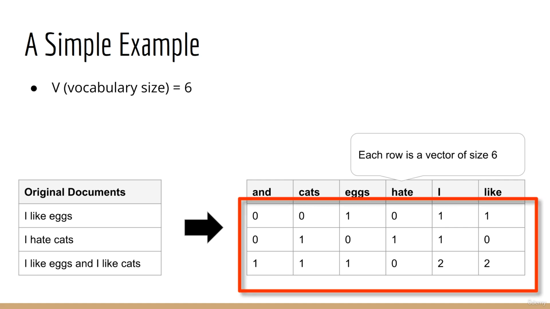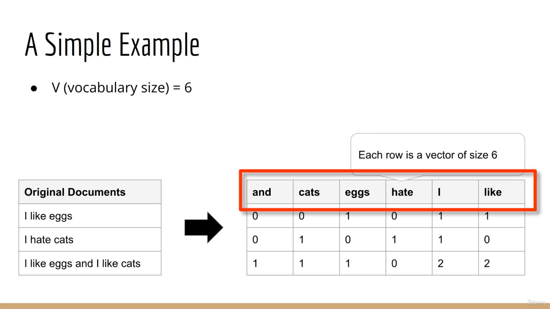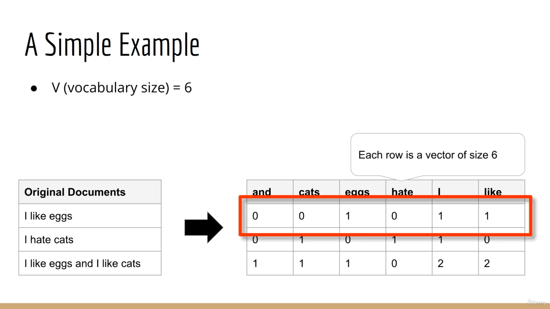Now because our vocabulary size is 6, we're going to end up with 3 vectors, each of size 6, one for each of our documents. Let's suppose that the words will be ordered alphabetically, so the first position corresponds to "and", the second to "cats", and so forth. Okay, so document 1 would be converted to 0, 0, 1, 0, 1, 1. This is because eggs shows up once, I shows up once, and like shows up once.